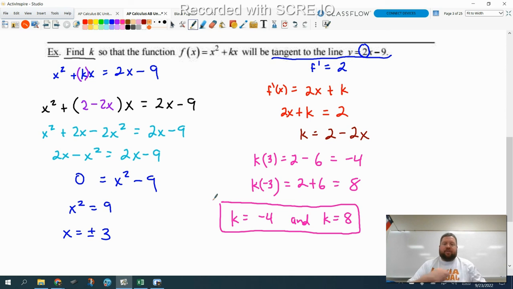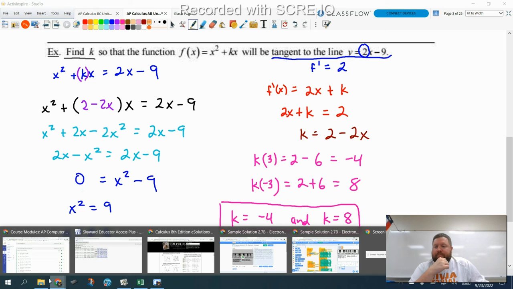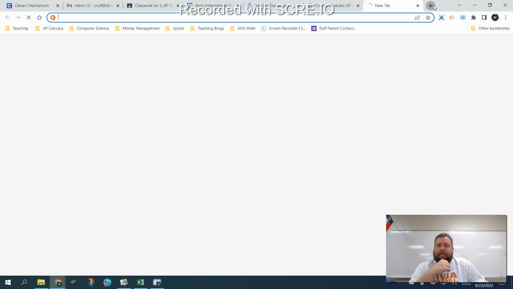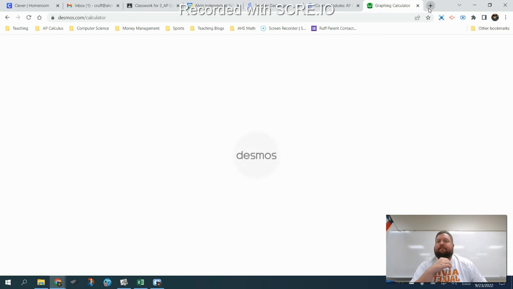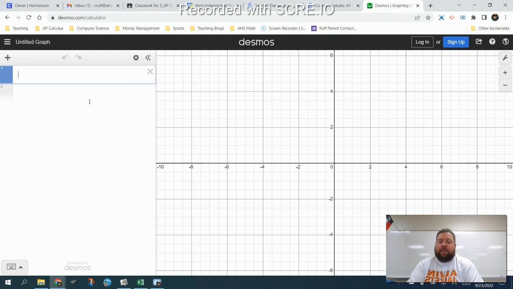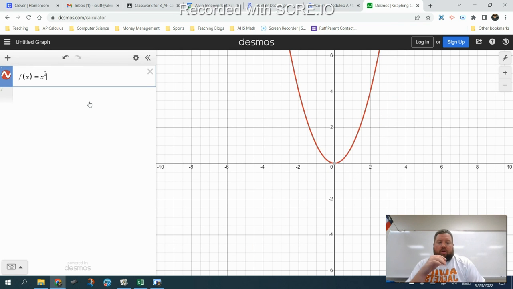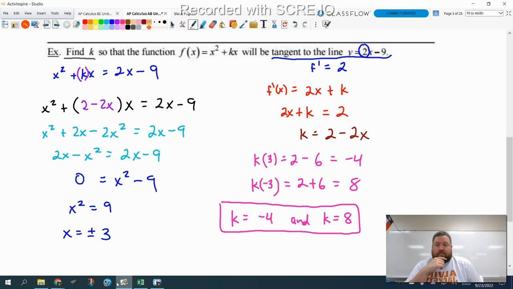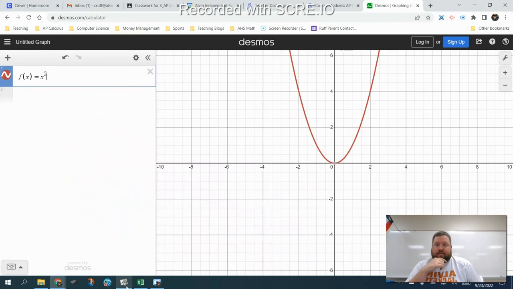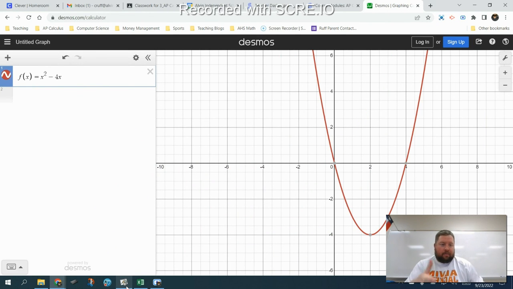All right, just to give you a nice visual of this, let's graph this function in Desmos, and we'll graph our tangent line. I think it's a little confusing, like how did we possibly get two answers here? But it makes sense when you see it visually. So let me get Desmos pulled up here. All right, so we have f of x equals x squared. And then one of our k's was minus 4. So that goes in right here. So minus 4x. So that would be that parabola.